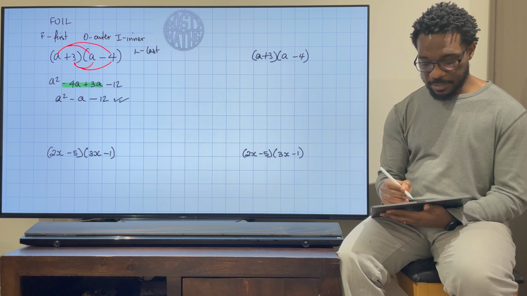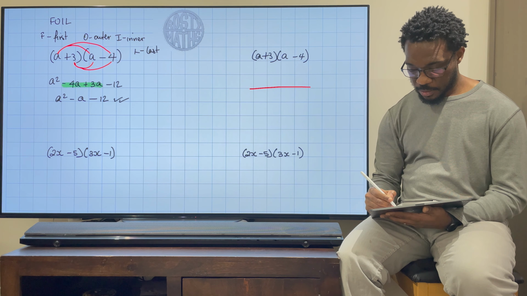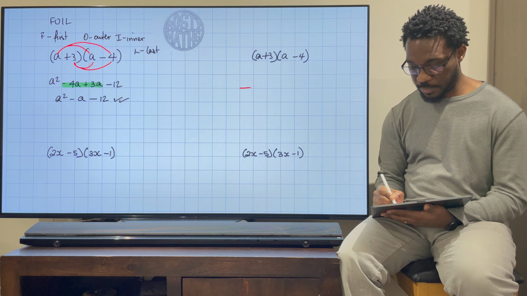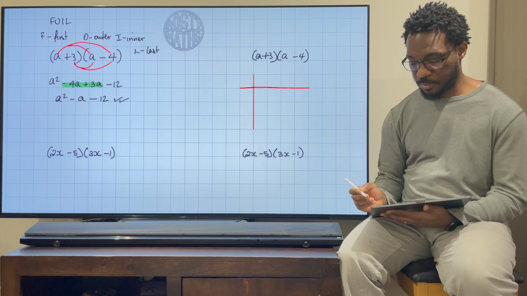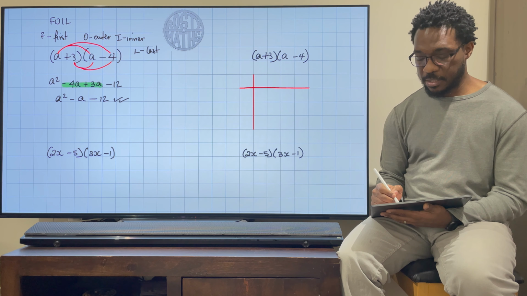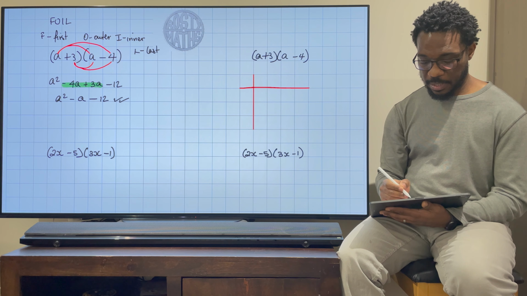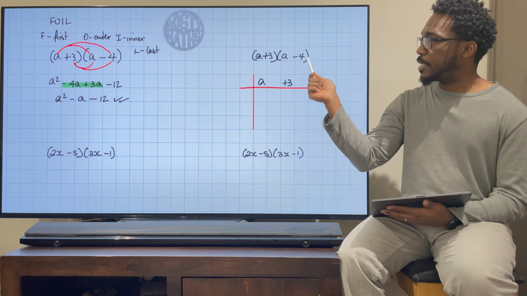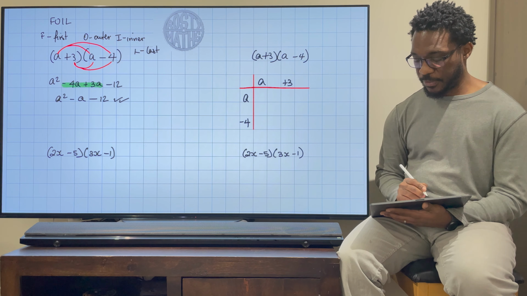Now with the grid method, what we do is, well, obviously we draw a grid. So that's going to be my grid. Actually, let me attempt to at least make it neat. So draw some neat lines going down as much as possible. Now what I'm going to do is split this up into my grid. So I've got a plus 3. So in my grid, I'm going to have a and then a plus 3 there. And then I've got a take away 4. So that's going to go down the side there. So that's going to be a and then a take away 4 there.